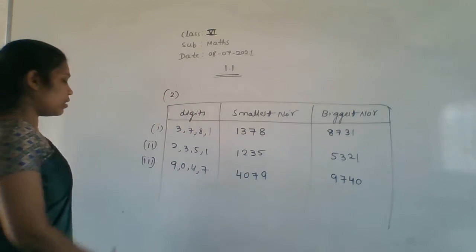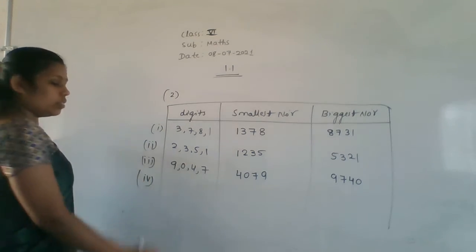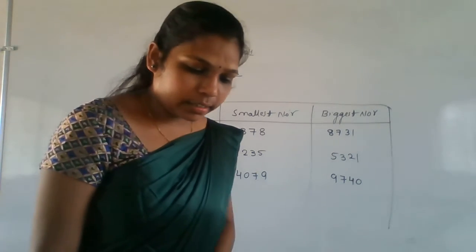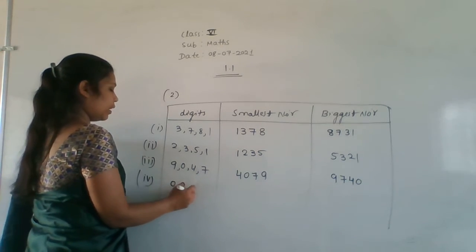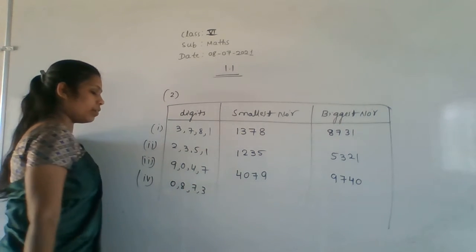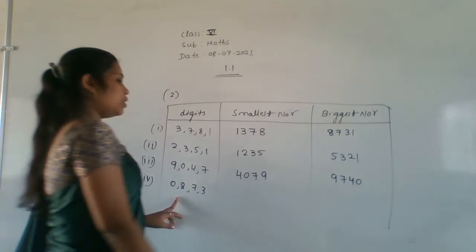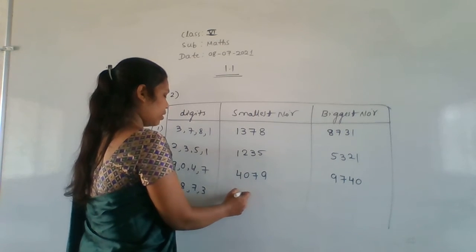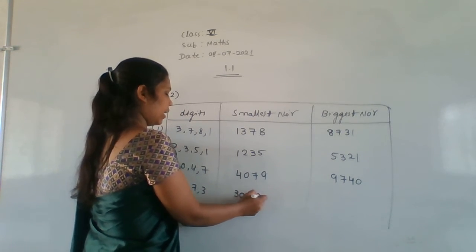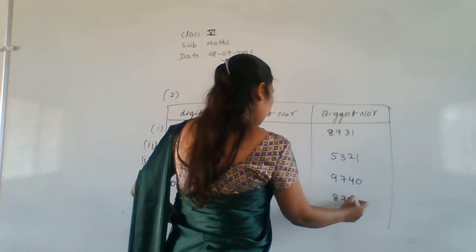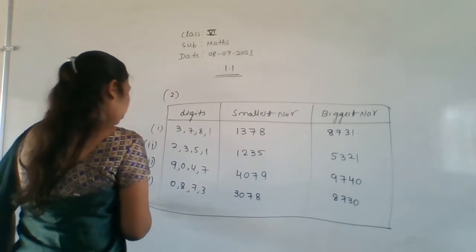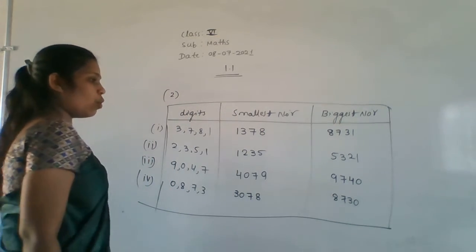Okay, so the next, the fourth one, also has a 0 in that fourth problem. 0, 8, 7, 3. Right? So now which is the smallest value? 3, 0. Next 7, 8. After that, the biggest number is 8730.